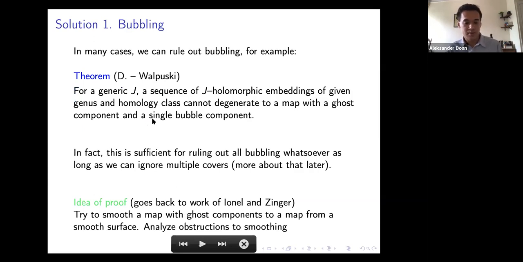There is a so-called gluing map that tells you when you can do that, and you have to analyze this gluing map. You see that generically this gluing map has no zeros, and that corresponds to the fact that generally you cannot smooth such a ghost component to an embedding. That's the basic idea, but I will not go into this. Are there any questions about this? Okay. So this was the problem of bubbling, and I tried to argue that maybe we don't fully understand it, but one should be able to control it.